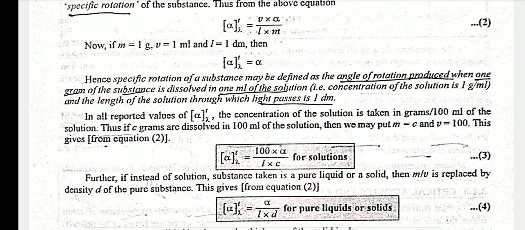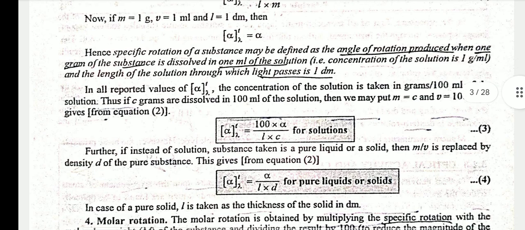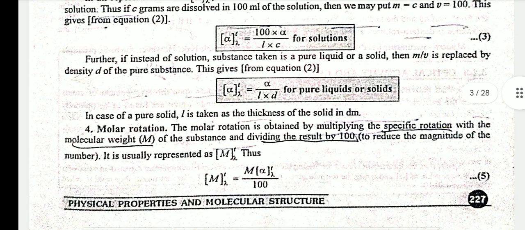Thus, if C grams are dissolved in 100 ml of solution, then we may put M is equal to C and V is equal to 100. This gives, from equation 2, the specific rotation. Further, if instead of solution, the substance is taken as a pure liquid or solid, then M by V is replaced by density D of the pure substance. This gives, from equation 2, alpha power T is equal to alpha by L into D for pure liquids or solids.